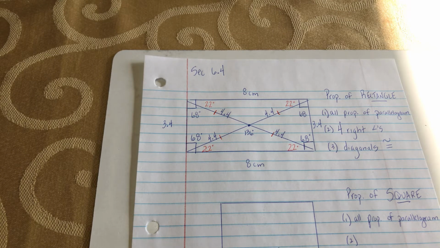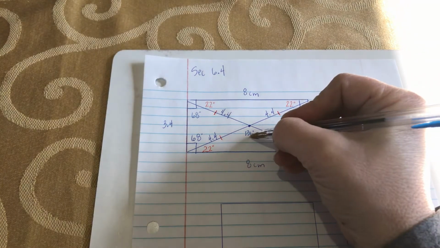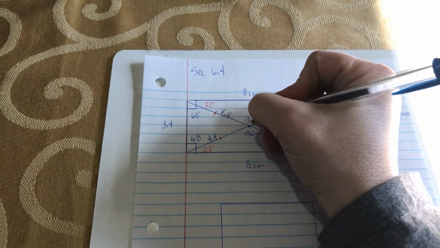If I wanted to find out the rest of the angles in the center there, we could use things like our vertical angles. So if this is 136, this would be 136 as well.